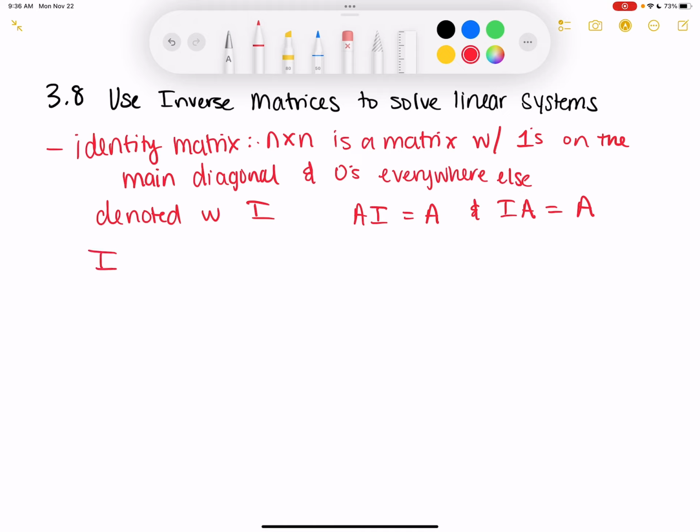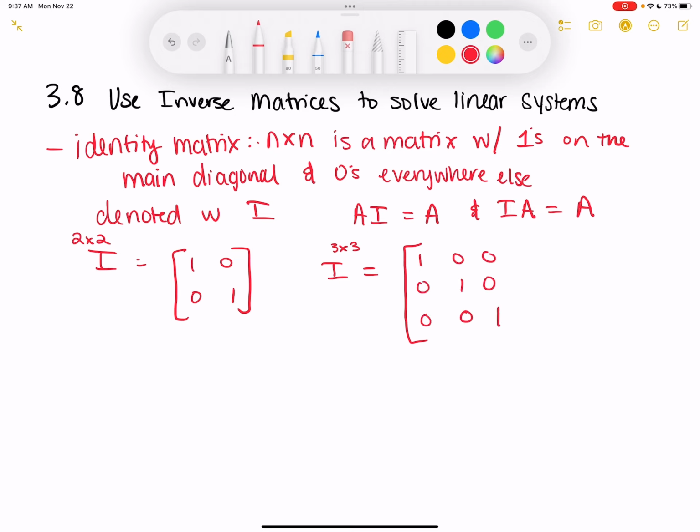So the identity of a 2 by 2 would be 1, 0, 0, 1. This is the main diagonal right here, where the ones are. If I had it for a 3 by 3, it would be 1, 0, 0, 0, 1, 0, 0, 0, 1. And that can go all the way out if you had a 10 by 10. The ones are always on the main diagonal, and then zeros everywhere else.